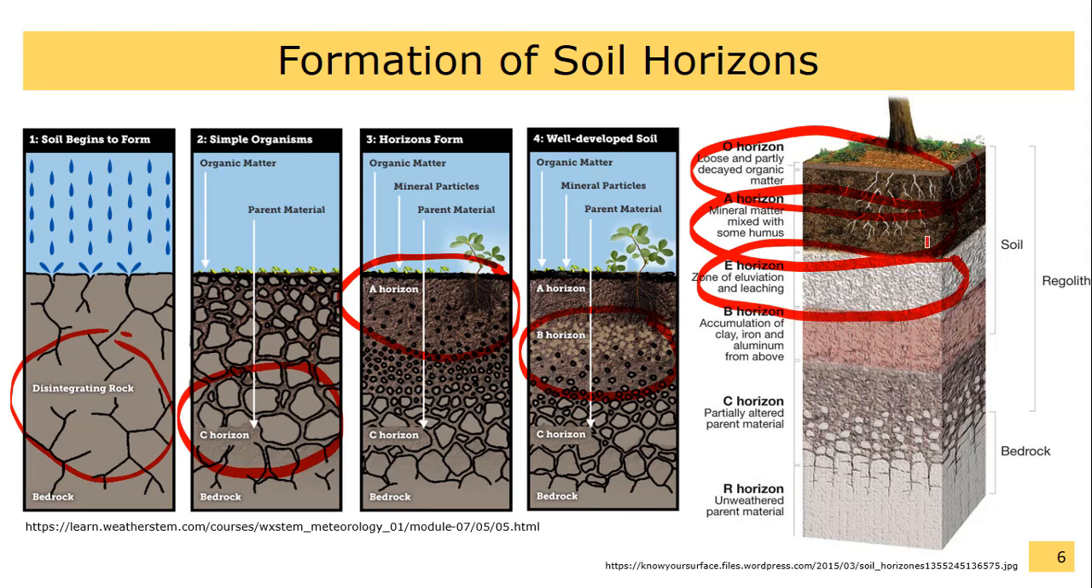E horizon is made up mostly of sand and silt. This layer is light in color. Most of its minerals and clay are lost as water drips through the soil. This layer is absent in some soil profiles.